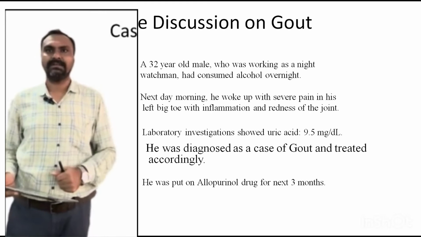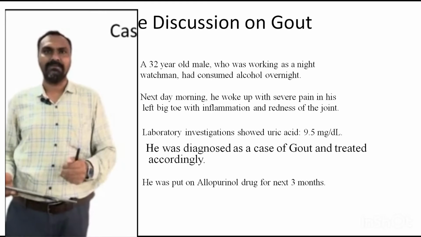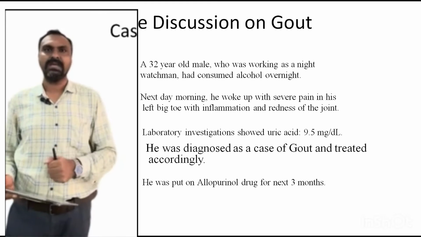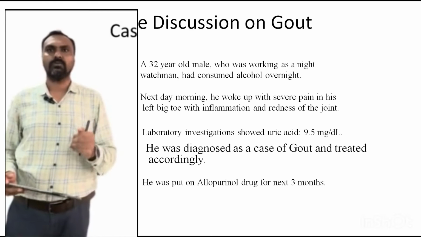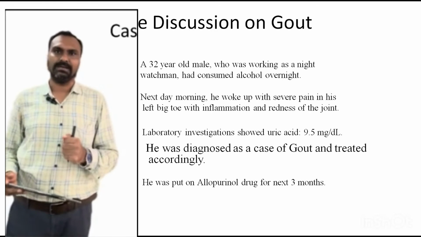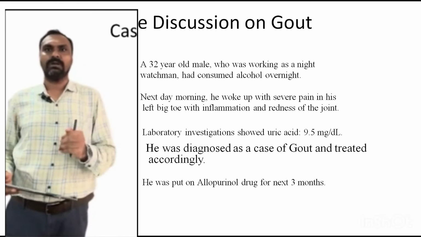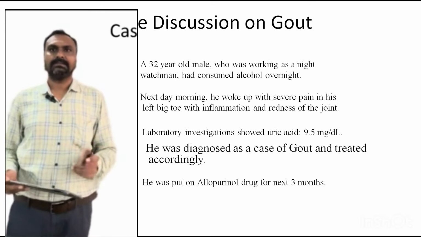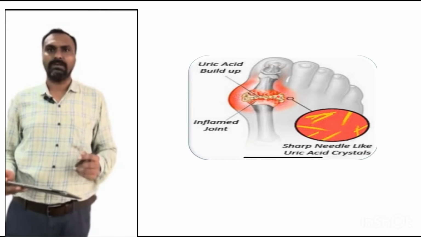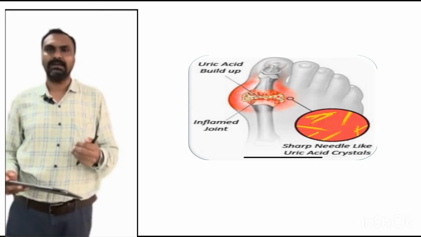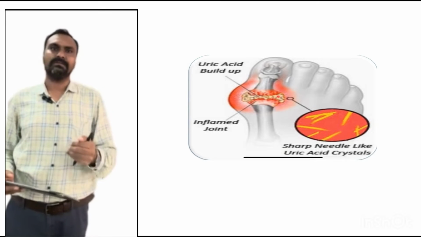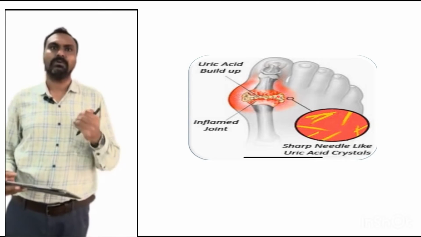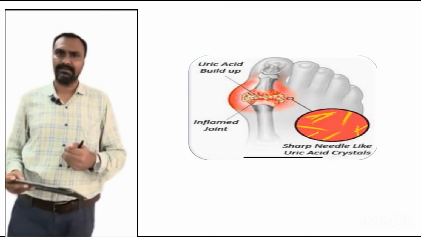The laboratory investigation showed a uric acid level of 9.5 mg per deciliter. He was diagnosed as a case of gout and treated accordingly. He was put on allopurinol drug for the next 3 months. This is a typical gout case where uric acid accumulation leads to pain at the first metatarsal joint due to the accumulation of uric acid crystals.